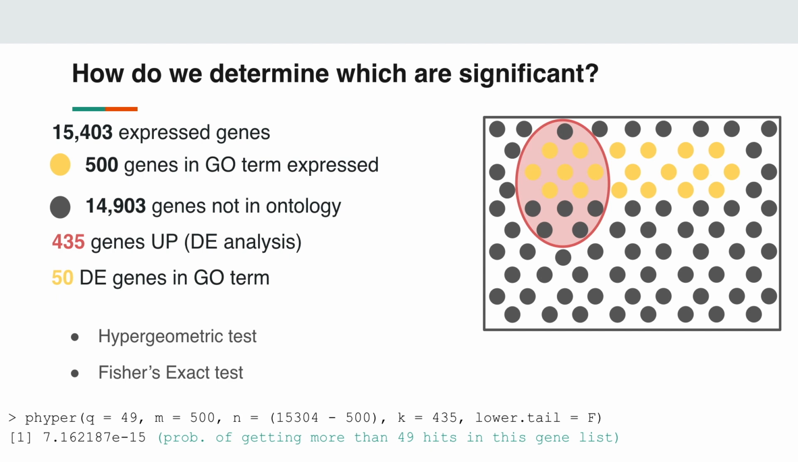So in this case, you can use R, and this is how you would input the same numbers I just showed you here into the R function phyper. And the resulting p-value tells you the probability of getting more than 49 hits, so 50 or more, from this gene list in your sampled 435. And you can see that by chance alone, it would be an extremely low probability. So this means that this particular GO term is overrepresented in your gene set, and it might tell you something about the biology of your experiment.